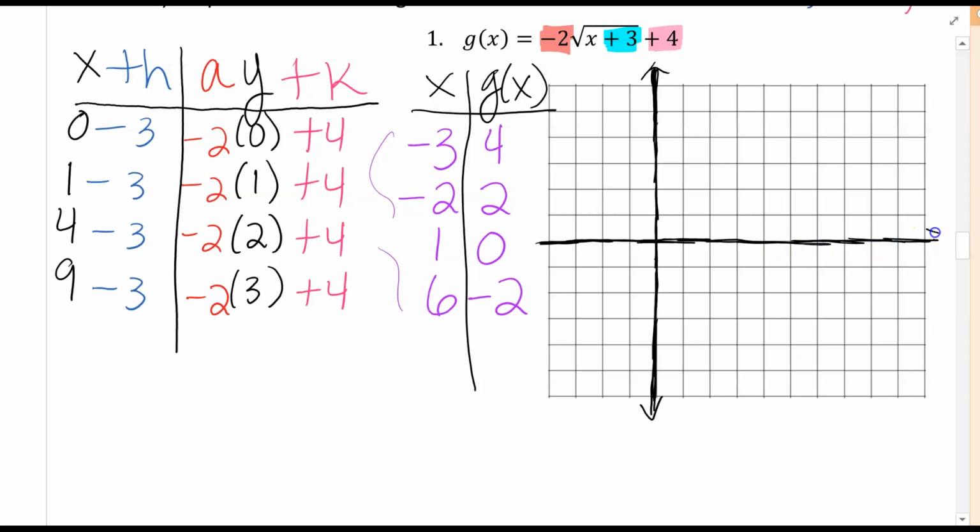This looks horrible, man. I need to learn how to use the line tool on this thing.